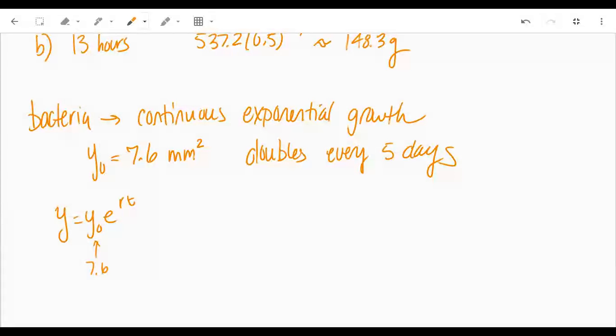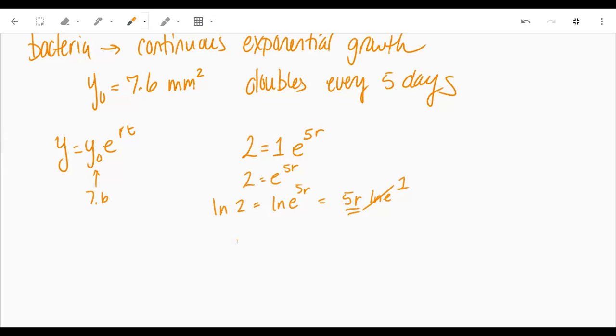So again, like I was saying before, it doubles every 5 days. So go ahead and figure out what twice 7.6 is. You really don't need to. 2 equals 1 e to the 5r, because t would be 5. Okay, so 2 equals e to the 5r. The natural log of 2 is the natural log of e to the 5r. So that's 5r natural log of e, which is 1. And solving for r, it's the natural log of 2 over 5.